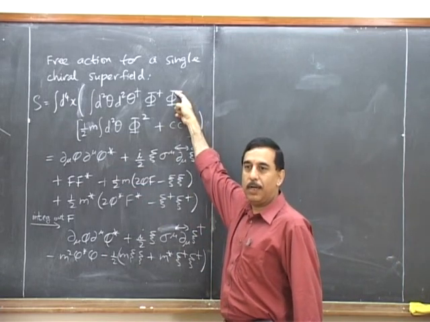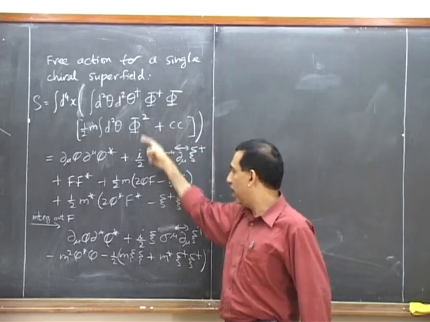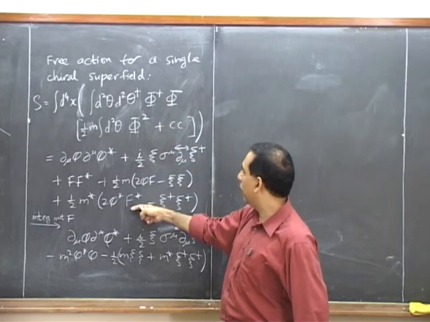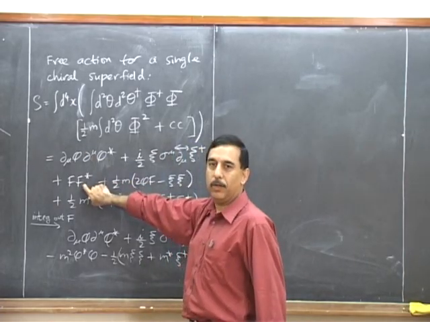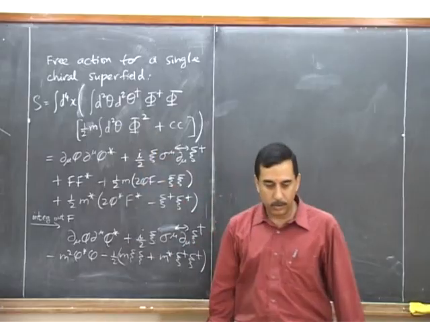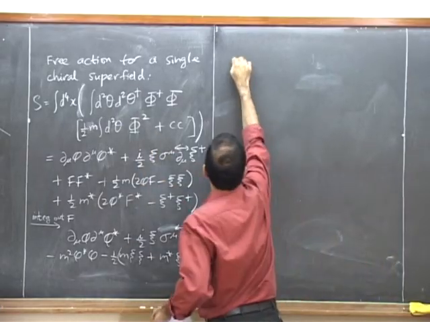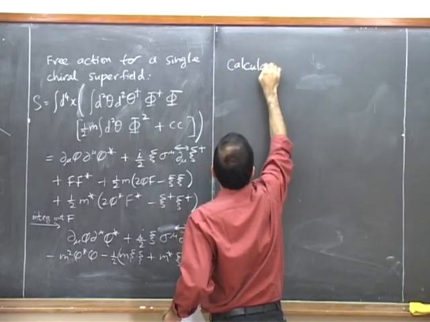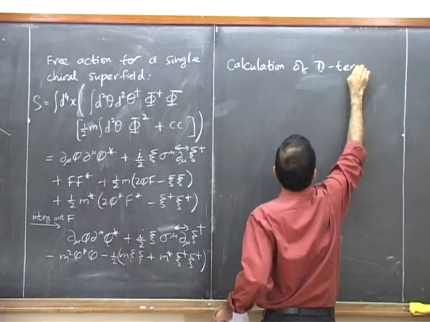We did give an argument last time that this will give rise to the kinetic term and this will give rise to a mass term. So actually what I didn't get for you is this term and this term, all of which will come from the top line. So let's do that calculation now. Calculation of the D term.